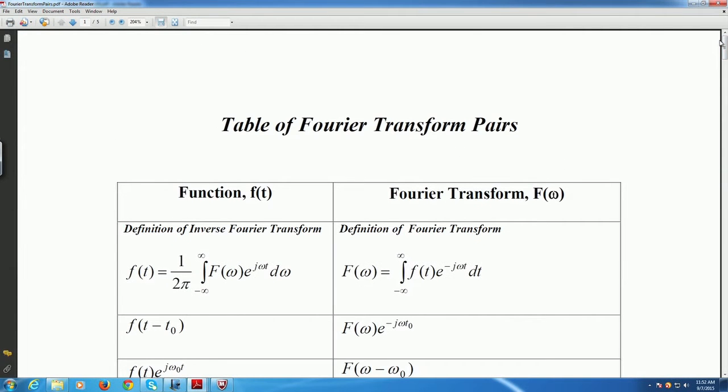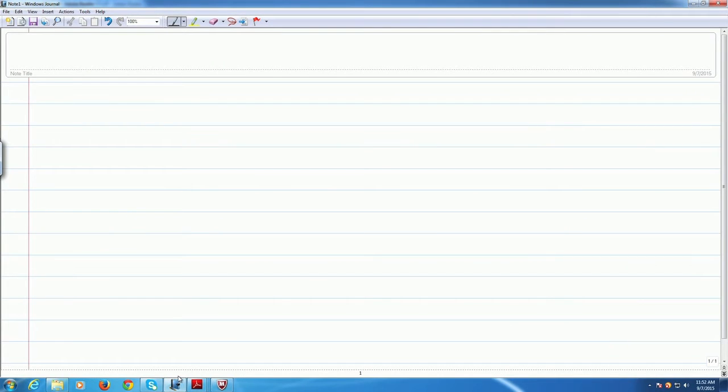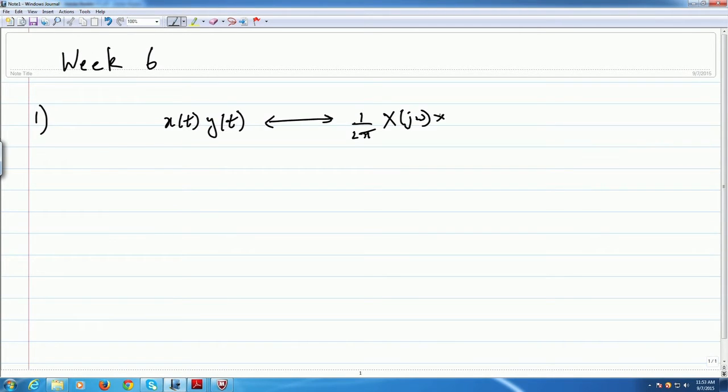There are other tables which might give you these properties. There is this important property of the product of two signals. So, this is once again week 6, and question number 1. You might want to use this property: x of t times y of t transforms to 1 by 2 pi x of j omega convolved with y of j omega. You can also use this property to solve the first problem.